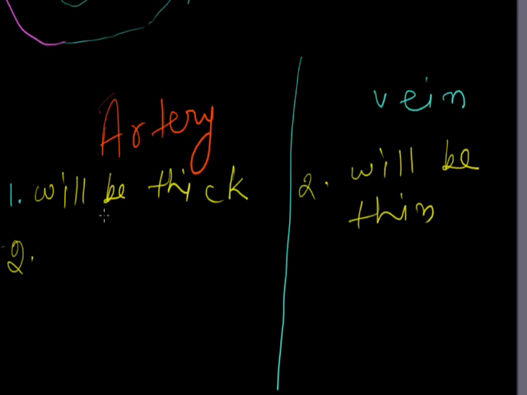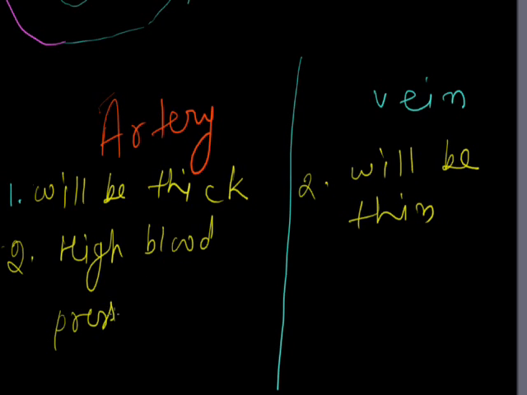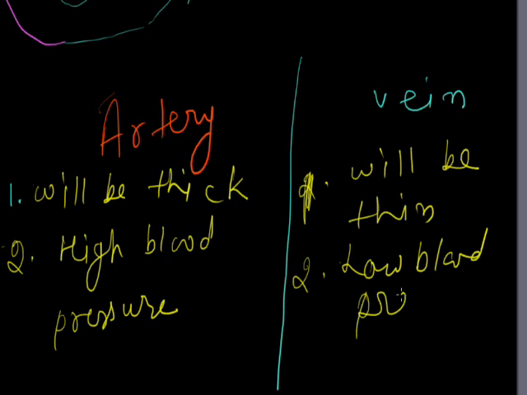Arteries are coming from the heart, so they have high blood pressure, and veins are basically going towards the heart, so they don't have high blood pressure. They have low blood pressure.